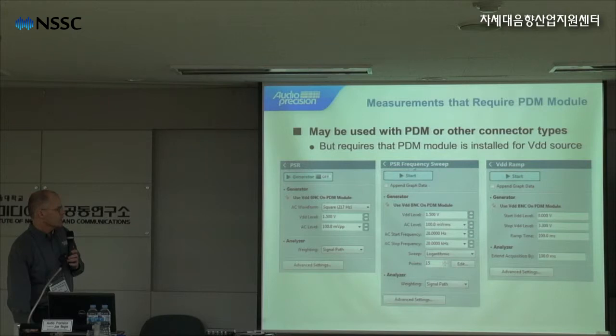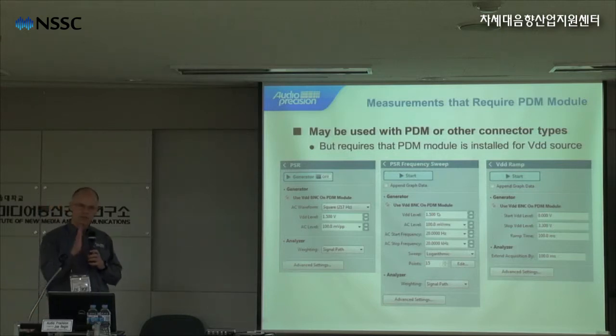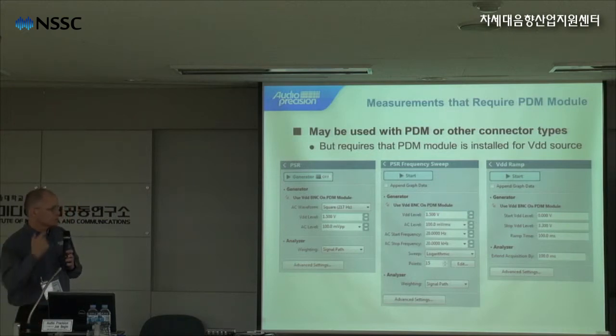There's also a PSR frequency sweep. In this case, you specify an AC level, and you provide a sweep table. As shown in the panel here, we're going to sweep from 20 hertz to 20 kilohertz with 15 steps spaced logarithmically. And that will add a 100 millivolt sine wave to this DC voltage on the VDD and step it through frequency. And you can test the immunity of your device to noise at different frequencies.